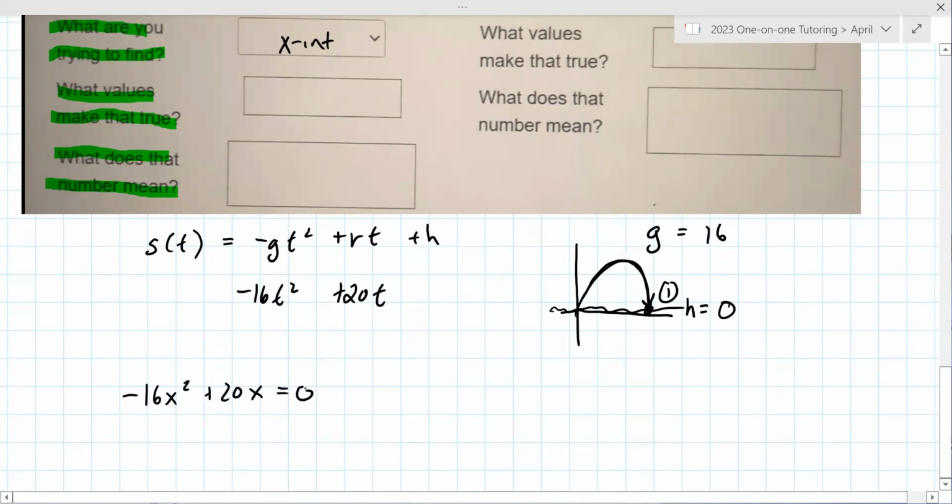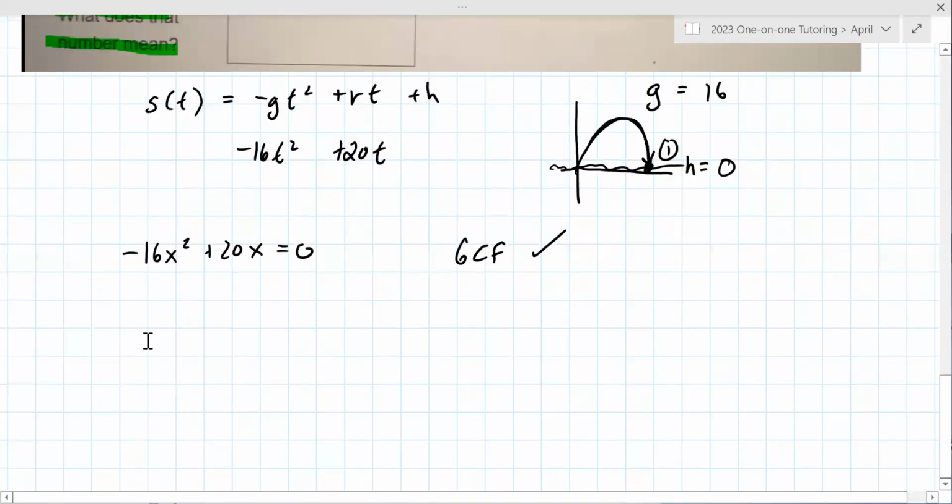You can use the quadratic formula. I would not recommend that in this problem, but you could. What other thing might work here? Doing the greatest common factor thing. Yes, very good. What is the greatest common factor as a number and then with the variable?